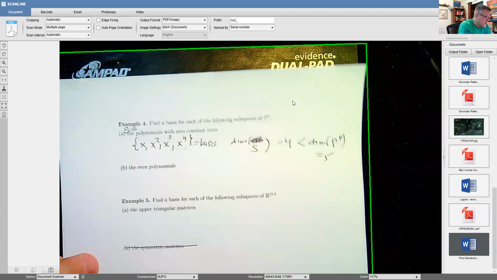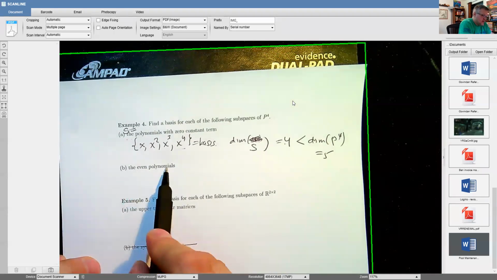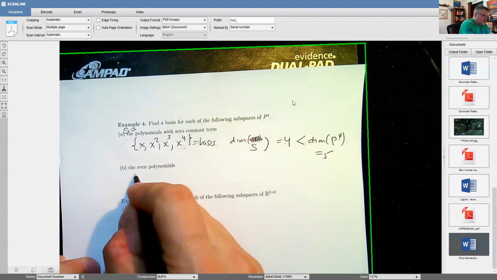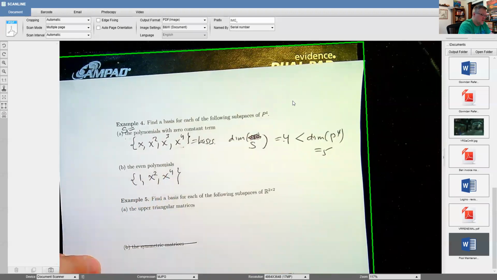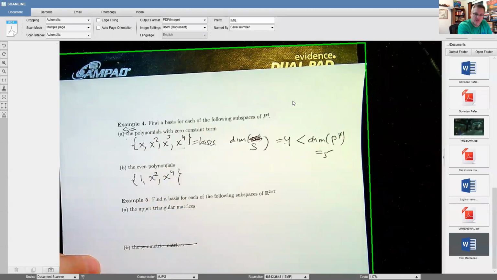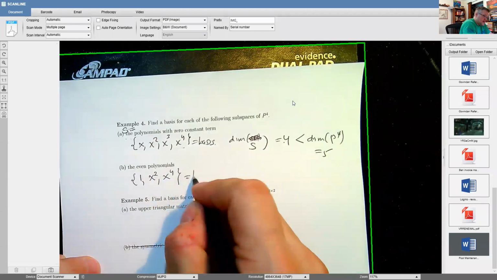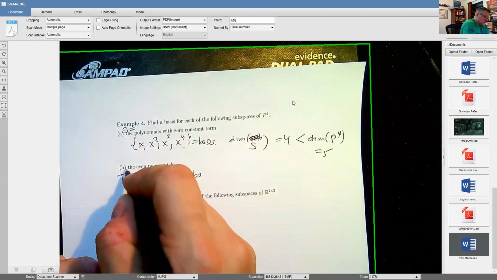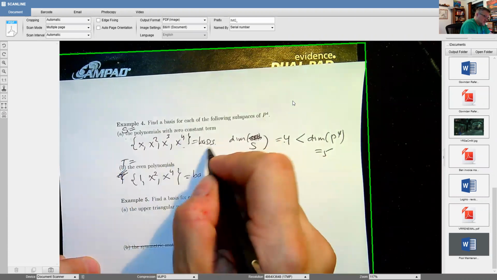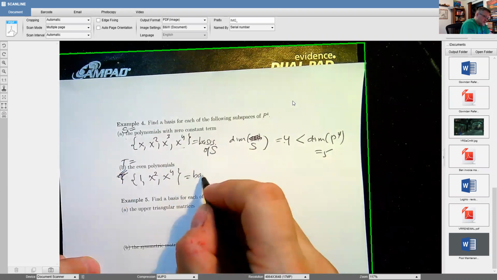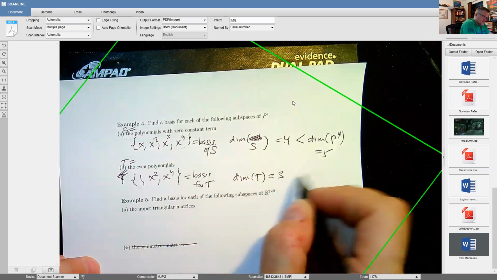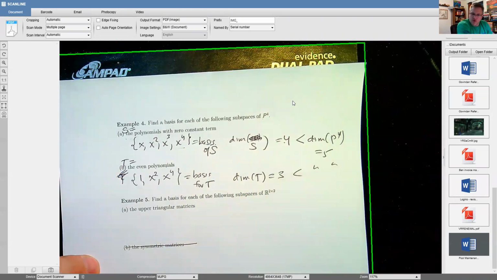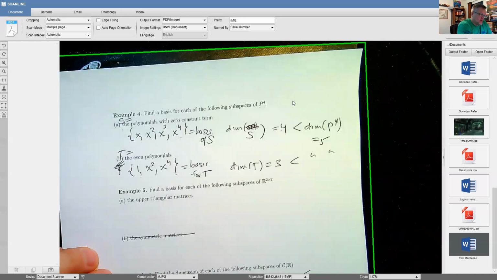And then if you took the even polynomials in P4, well, then you can have a constant. You can have x squared and x to the fourth, right? So all three of those could actually form the parts of an even polynomial. So this would be a basis. Call this T. Right, so this is a basis for T. And notice again, the dimension of T is 3, which is less than the dimension of the space to which it belongs.